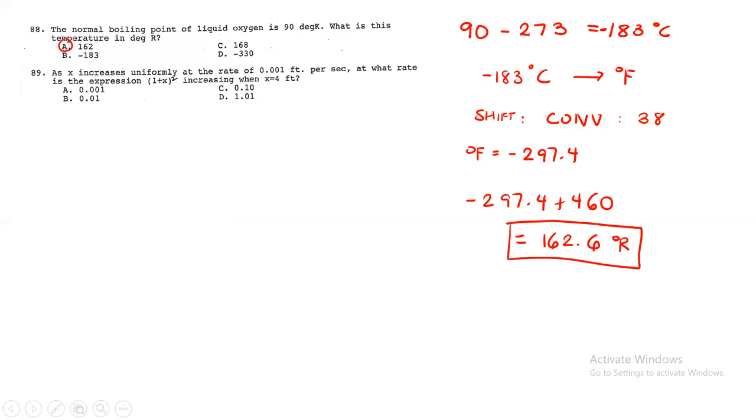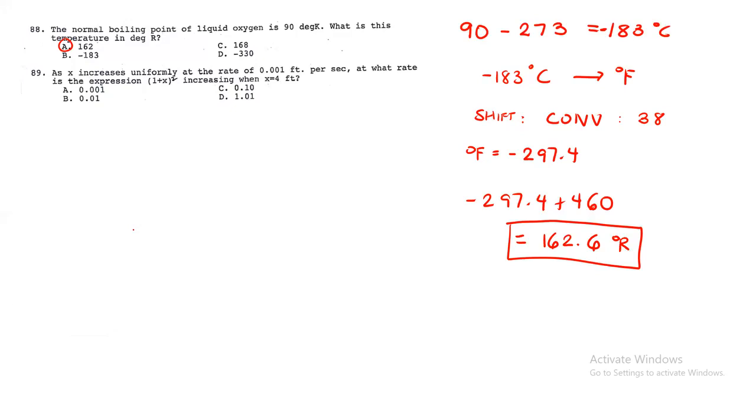So 162.6 degree Rankine. So meron rin tayong shortcut dito, guys, no? Shortcut. So para ma-convert na natin kagad yung degree Kelvin into degree Rankine. So, wala pala shortcut dito. Change in temperature pala yun. No? So, wag na pala. So, yan yung sagot. 162.6 or letter A. So, next.